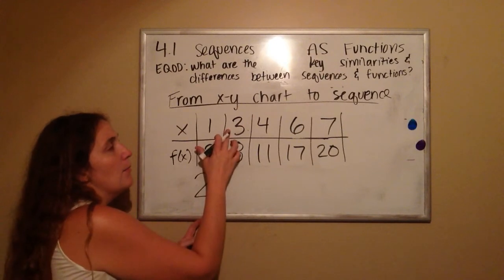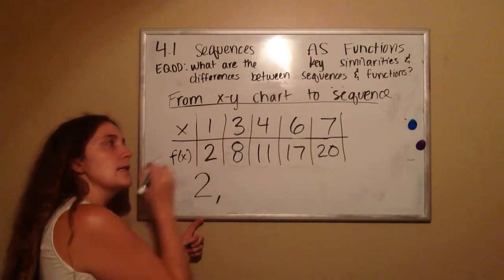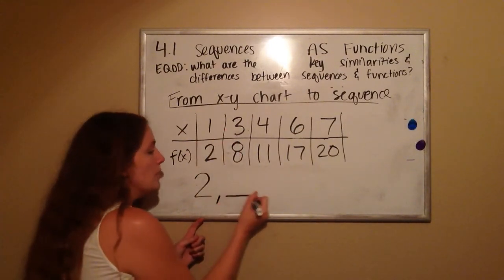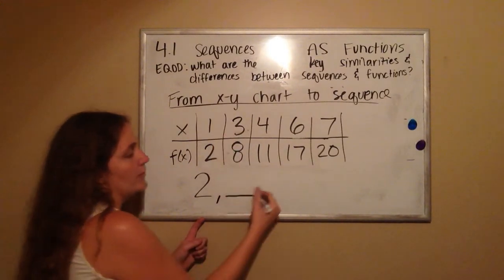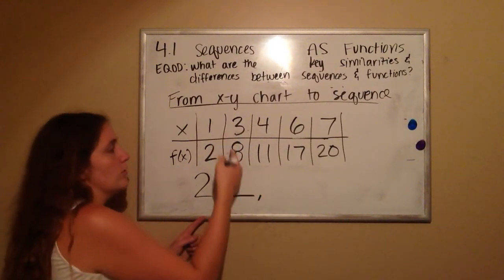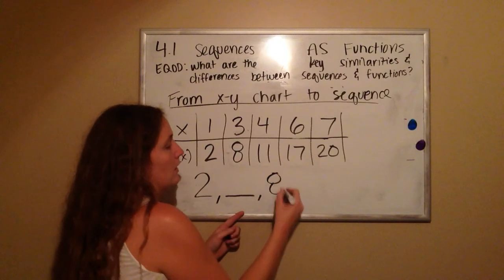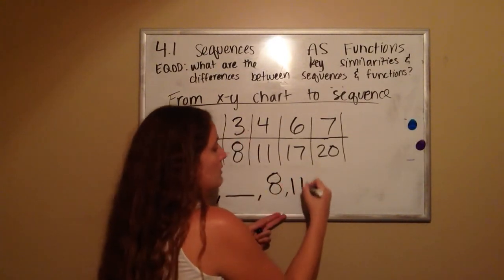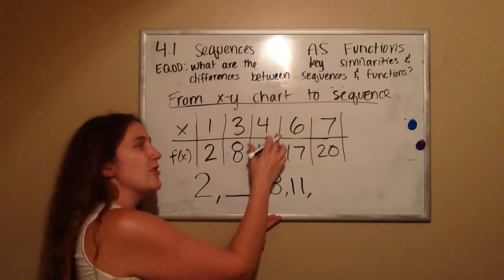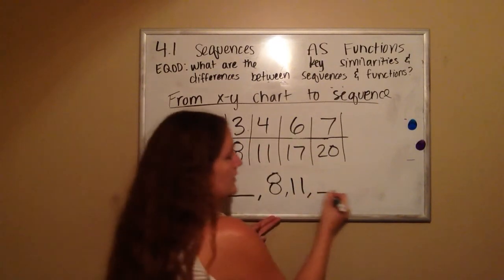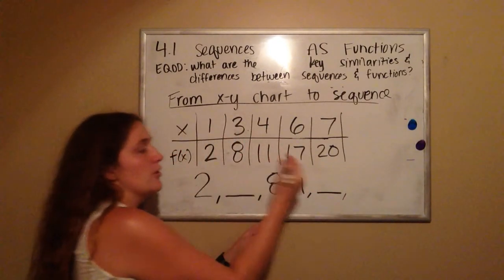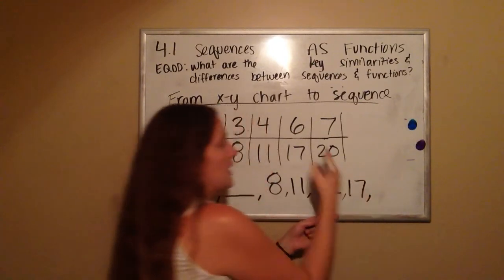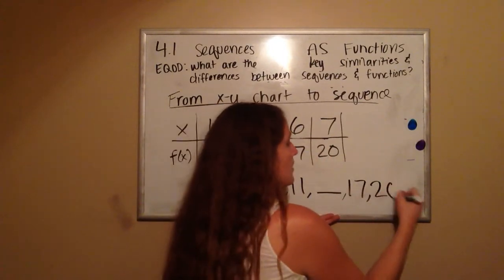But wait a second, it doesn't give us the second term. We don't know what the second term is. We only know what the third term is. The third term is 8. The fourth term is 11. The fifth term, we don't know what that is either, so we have to leave it blank. The sixth term is 17, and the seventh term is 20.